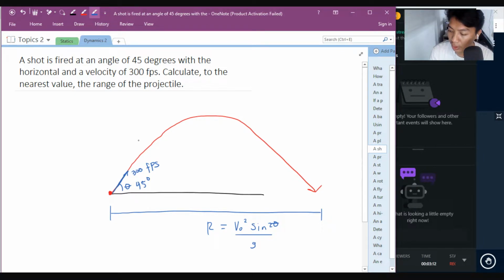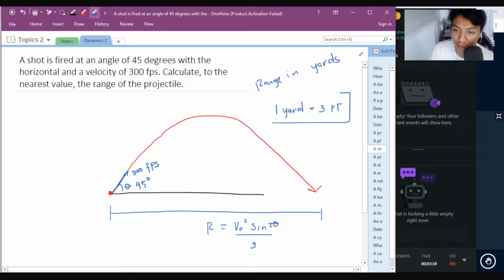Dito, ang hinahanap niya is in yards. So, the range in yards. You should know the conversion factor for yard. So, 1 yard is equal to 3 feet. That is the conversion factor there.